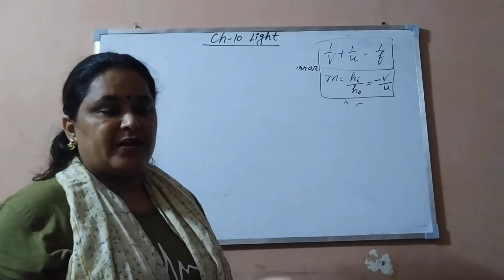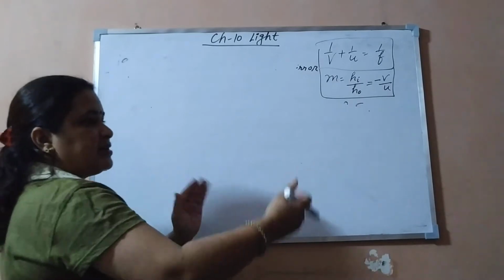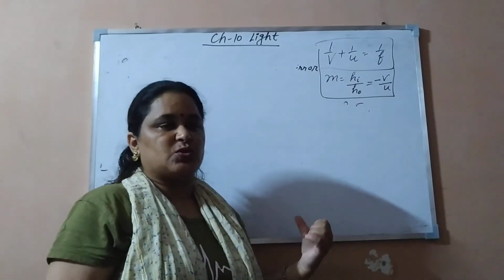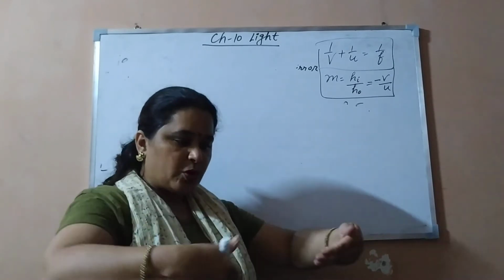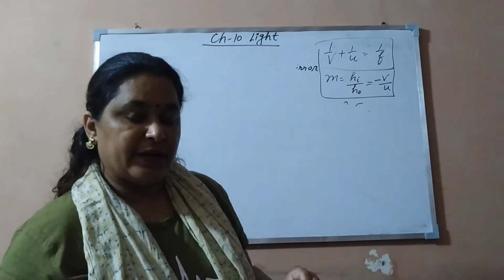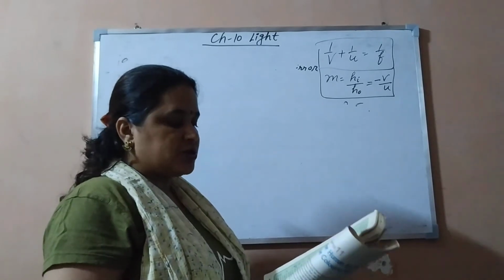Next is the side mirror. We know that whenever the driver is using the mirror at the side, it should be convex. Why? Because it forms a virtual, erect and diminished image, and moreover it covers a wider field of view. In ray diagrams, I have already explained this question.